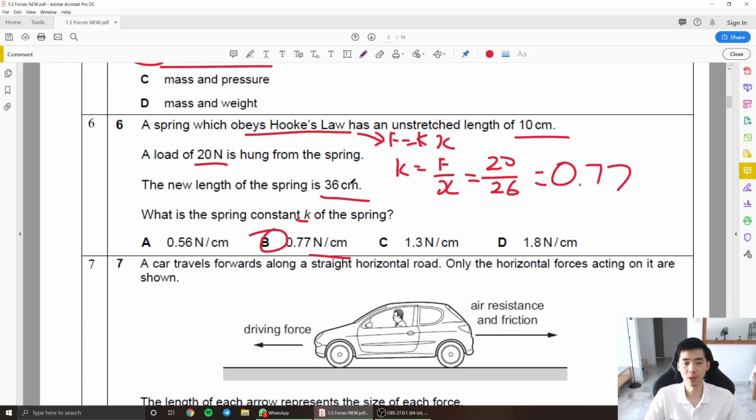0.77 newtons per cm. Make sure your units are all correct, guys. Then you should be able to get the proper answer here.